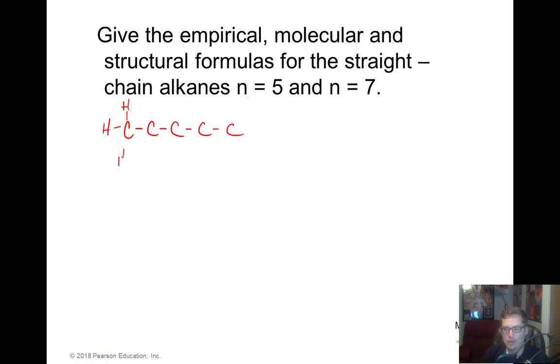All right. Remember, each carbon wants to make 4 bonds. All right. Remember the octet rule.